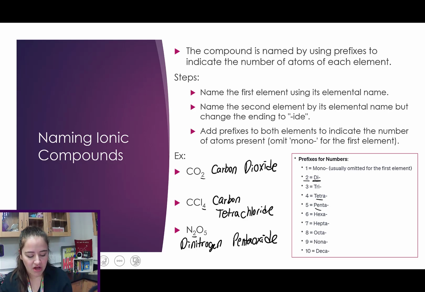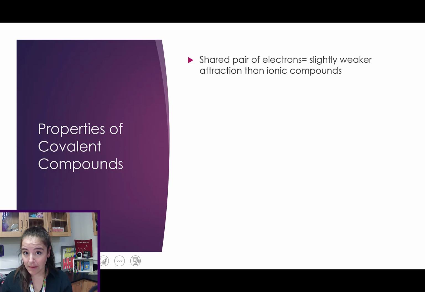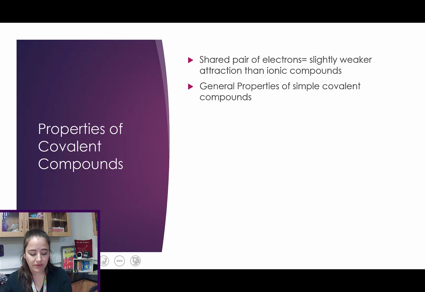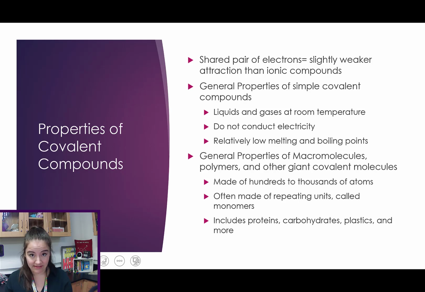Okay, cool. So some of the properties of covalent compounds, because that shared pair of electrons isn't a complete charge, it's going to be slightly weaker than ionic compounds. So they are generally liquids and gases at room temperature. They're small molecules. They don't stick together a lot to form those solids. They just float around. They do not conduct electricity. There's no free ions to move, and they have relatively low melting and boiling points. They don't have all of that lattice structure of the ions. They're just little molecules.